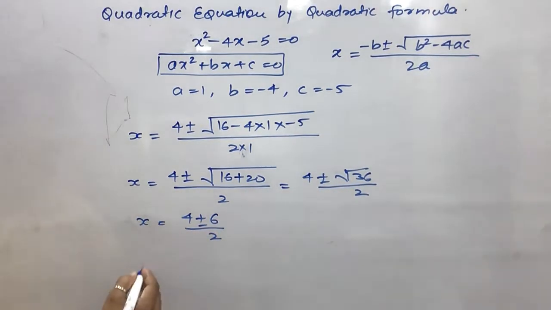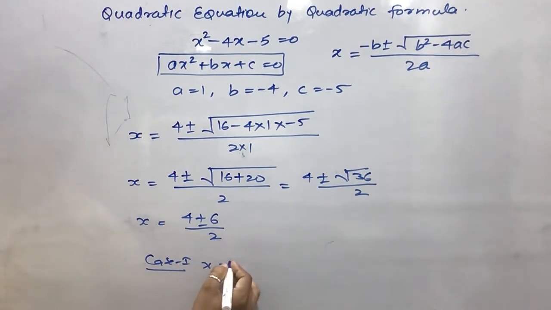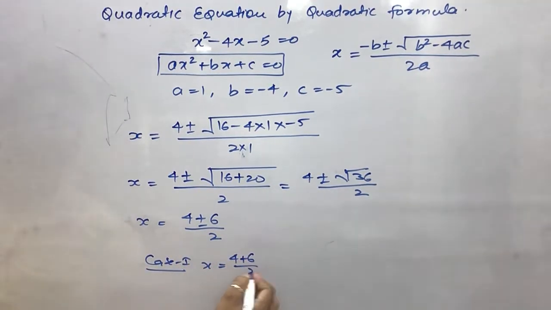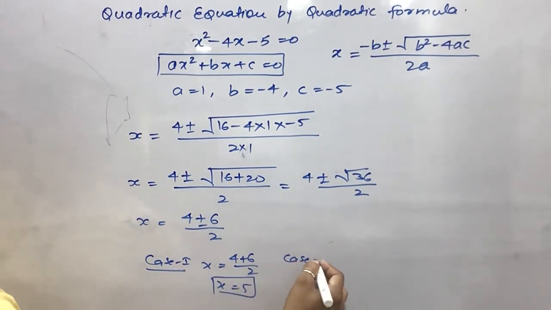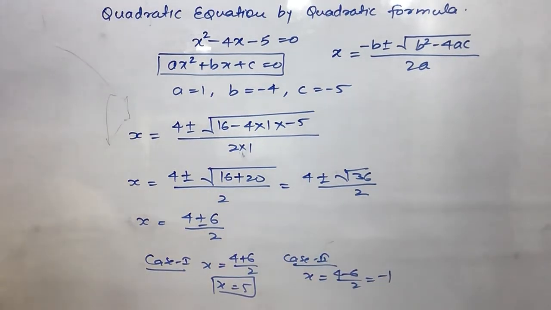Here two cases arise. Case number 1, when x equals 4 plus 6 by 2, so x equals 5. Another case, case 2, is x equals 4 minus 6 upon 2, then this is minus 1. So here we will use the formula in such a way.